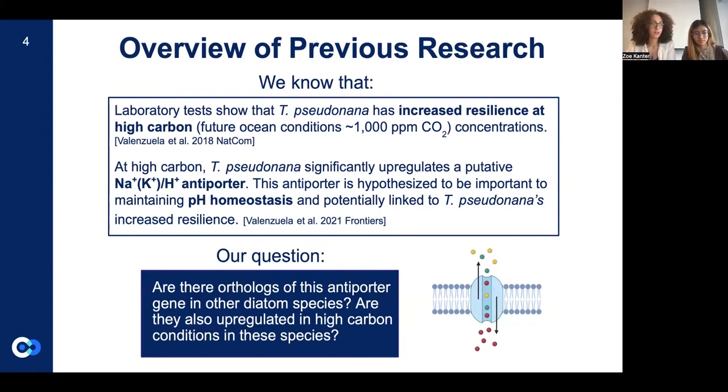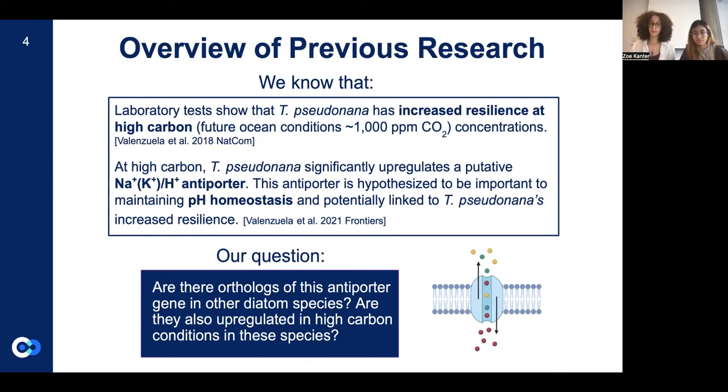They also analyzed the genes that were being transcribed by these diatoms at low carbon and high carbon. They found that at high carbon, T. pseudonana, or THAPS, significantly upregulates this putative sodium-potassium hydrogen antiporter. This antiporter is hypothesized to be really important to maintaining pH homeostasis and potentially linked to T. pseudonana's increased resilience. The research that we did in our internship focuses on these questions.